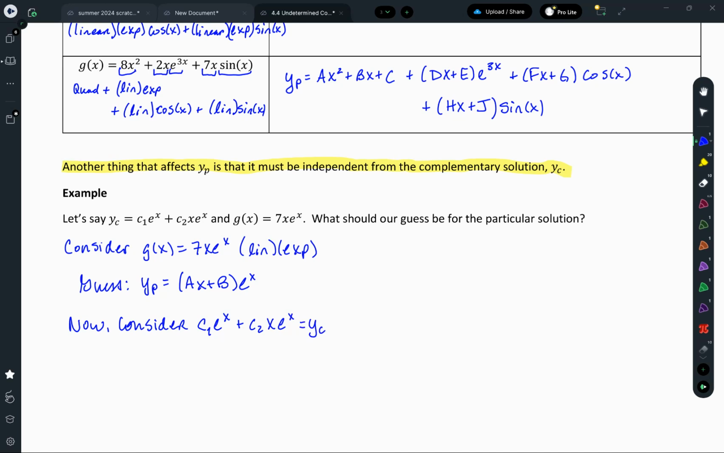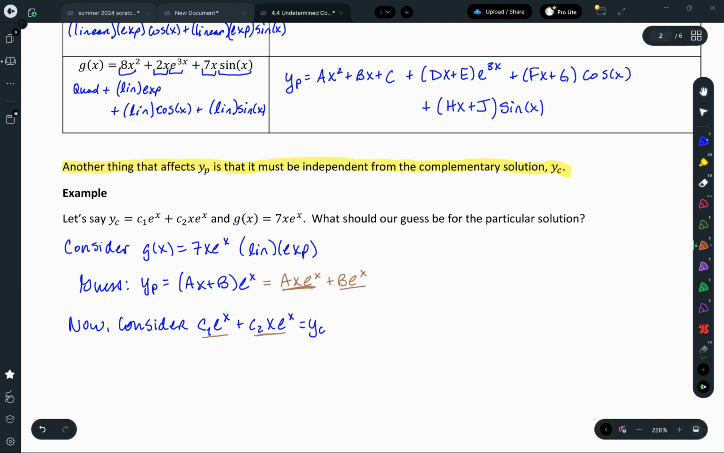Okay, now just for a moment, I want you to visualize y sub p with everything distributed. When I distribute, it becomes ax e to the x plus b e to the x. Now notice the ax e to the x is the same as c2x e to the x. The only difference is the number in front. And then, excuse me, the b e to the x is the same as the c1 e to the x.